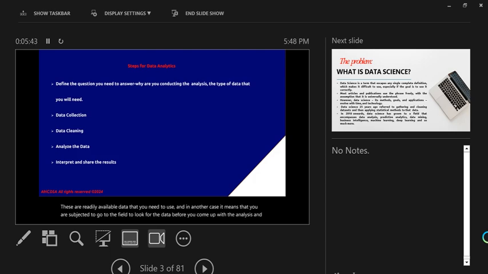Then after data collection, we have what's called data cleaning. Data cleaning is a subset of what's called data pre-processing.